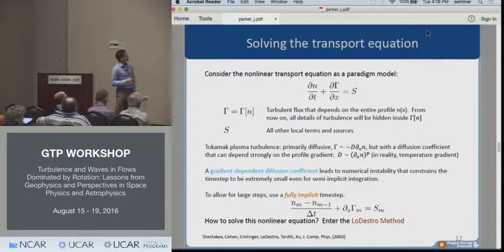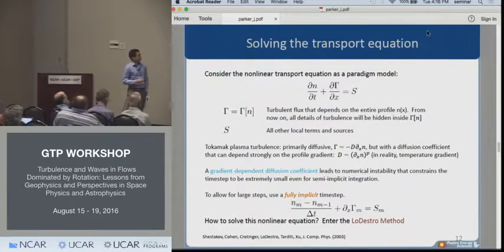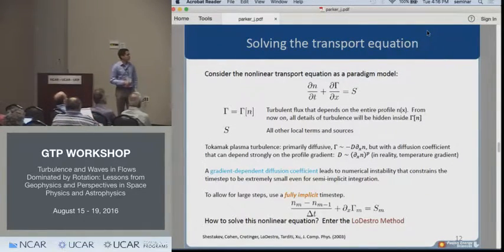For fusion plasmas, we consider the turbulence to be primarily diffusive, where the flux is proportional to the negative of the gradient. But this diffusion coefficient can depend strongly on that profile gradient. So you might have D, which is your gradient to some power p. And in reality, we think that it's temperature gradients driving the turbulence due to thermal gradient instabilities. And p might be 1 to 2, or maybe a little bit larger, not in our tokamak turbulence.